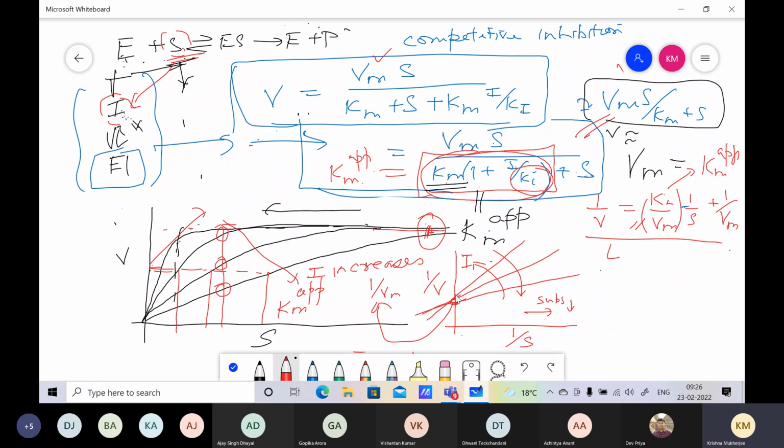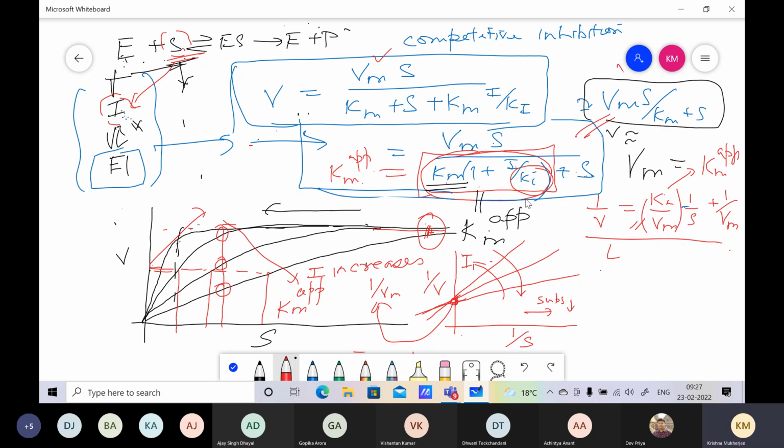Please revisit them and plot 1 by V versus 1 by S for different inhibitor concentrations. Find out Vmax, Km apparent. From there, at different values of I, find out Ki. This is a job, right? So this is an assignment which is not a graded assignment. It is to help you get a feel of the numbers involved.